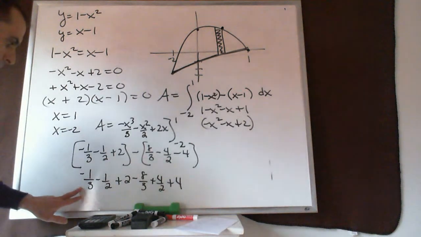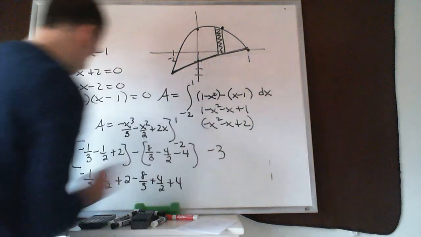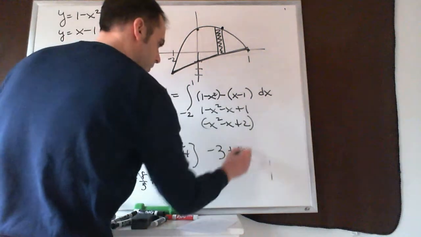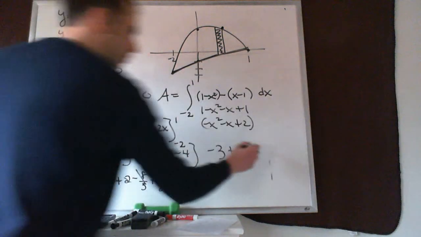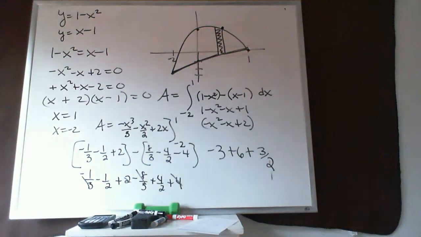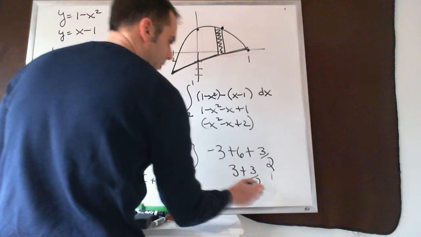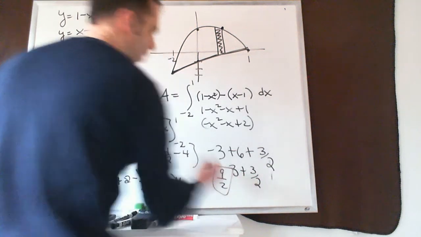And I get negative 1/3 and negative 8/3 is negative 9/3 or 3. Here I get plus 6. And then here I get 3/2. Negative 1/2 plus 4/2 is 3/2. So it's going to be 3 plus 3/2. And 3 times 2 is 6 plus 3 is 9. So I get 9/2 or 4.5.